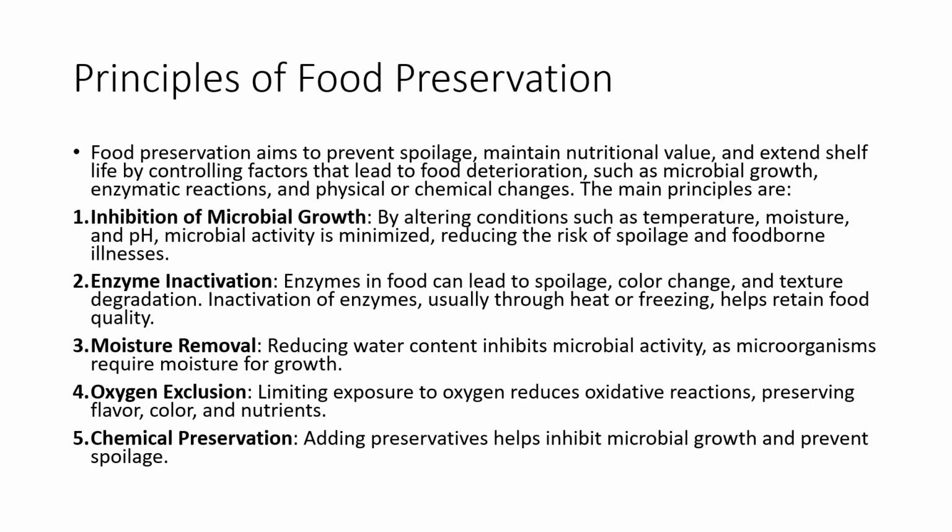First one, inhibition of microbial growth. By altering conditions such as temperature, moisture, and pH, microbial activity is minimized, reducing the risk of spoilage and foodborne illness. Second one is enzyme inactivation. Enzymes present in food can lead to spoilage, color change, or texture degradation. Inactivation of enzymes, usually through heat or freezing, helps to retain the food quality.